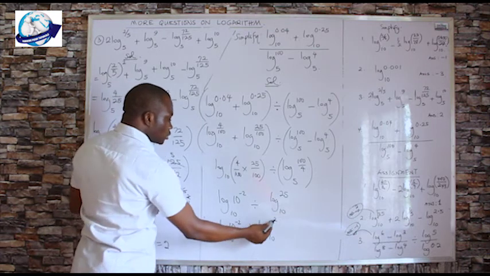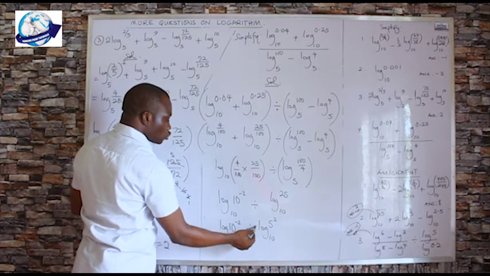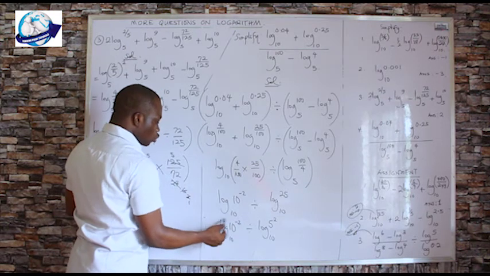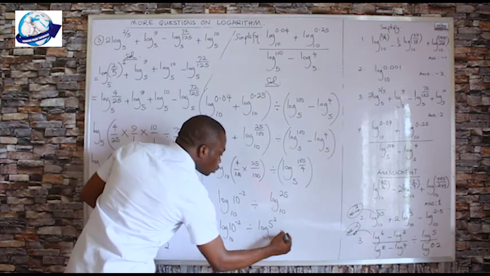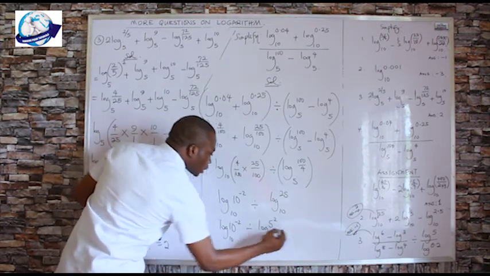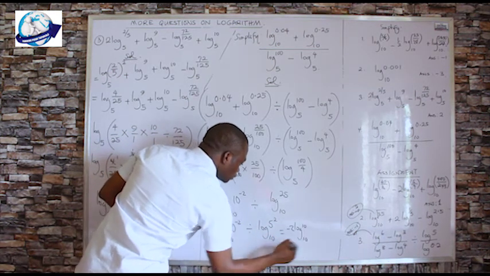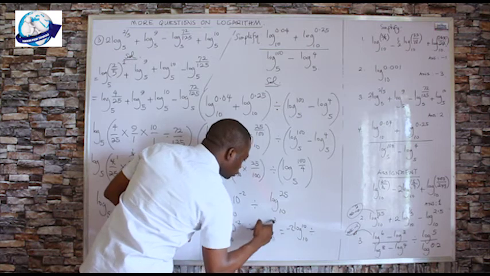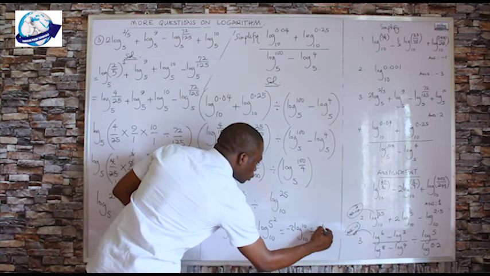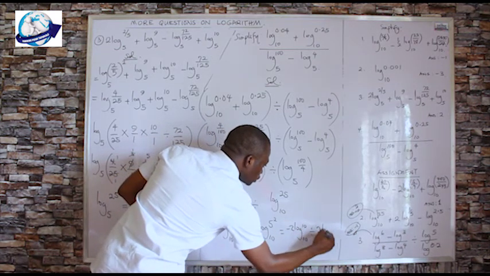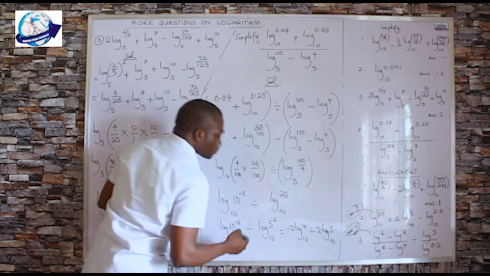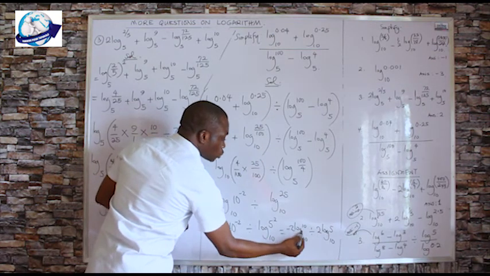Now let the power go and multiply the logarithm. What do you have at the end of the day? So minus 2 comes back. That gives you minus 2 log 10 base 10, divided by, this goes back, you have 2 logarithm 5 base 10. It's okay. So this is already 1, log 10 base 10 is 1.